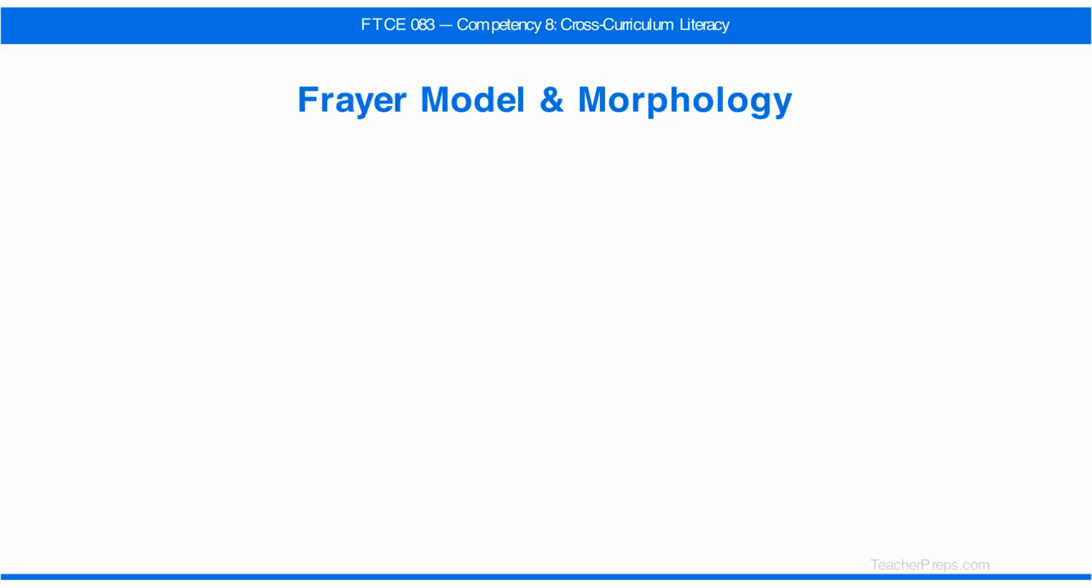The Frayer model is a graphic organizer specifically designed for vocabulary instruction. It has 4 quadrants surrounding the target word in the center. The 4 quadrants are definition in student-friendly language, characteristics or essential features, examples, and non-examples.